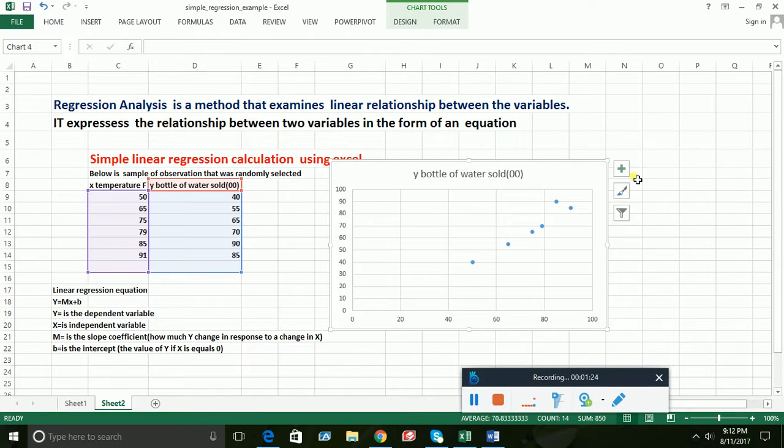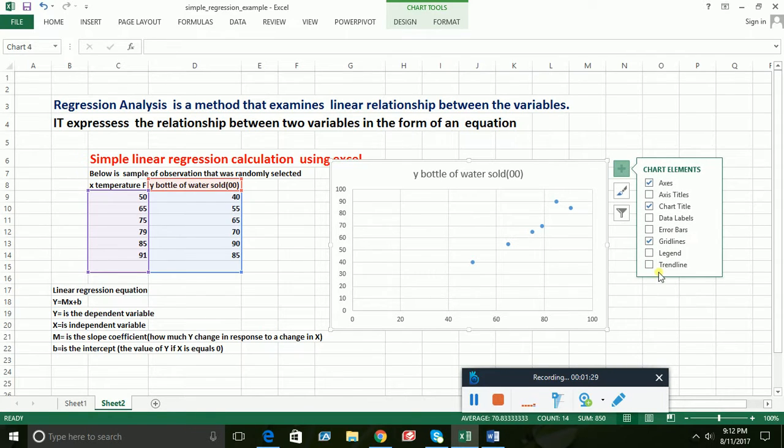Then you click here. It gives you the trend. You have to have a trend line. This is a trend line. Some of the points are close to the trend line, others are away from it, but this is a trend line. That's how you do it.